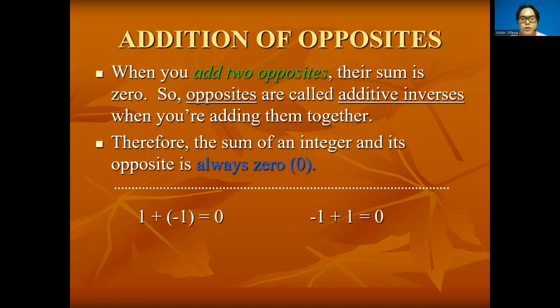Here, for example, when you add two opposites, their sum is always zero. The opposites are called additive inverses when you're adding them together. For example, we have here 1 plus negative 1, so that would be 0 because the opposite of 1 is negative 1. It is also the same for negative 1 and 1. The opposite of negative 1 is positive 1, so if we add them together, it will also be 0. Do you understand? If you have any questions, I encourage you to ask them during our session.